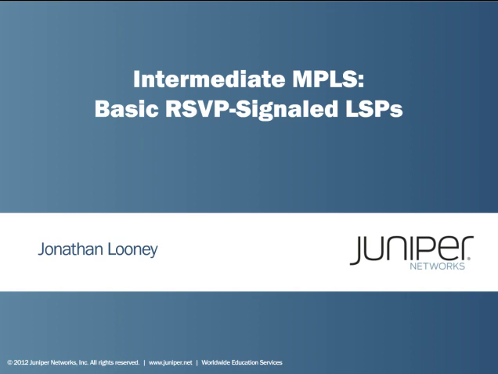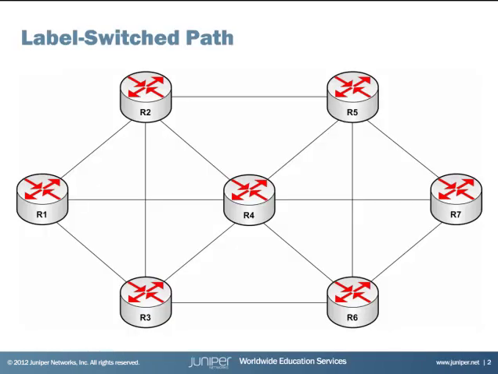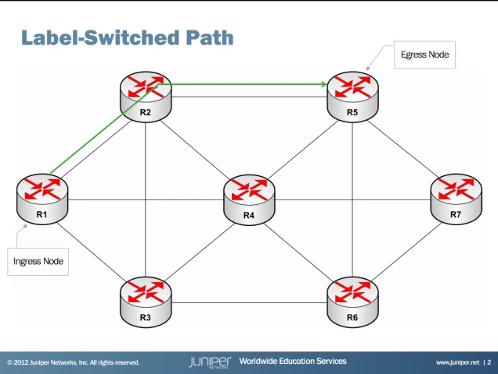MPLS is a method of forwarding which involves applying a label to packets. Other routers can then use this label to forward the traffic, rather than examining the Layer 3 header information. The label typically defines a path through a network known as a label switched path, or LSP. A label switched path is a unidirectional path that carries traffic from an ingress node to an egress node.